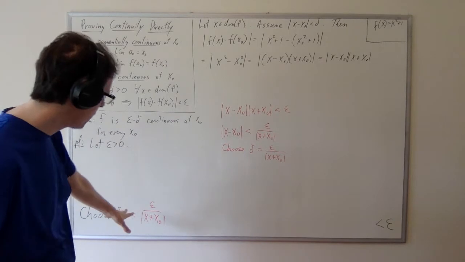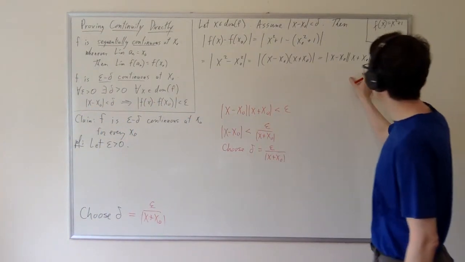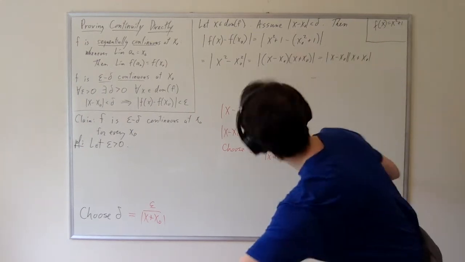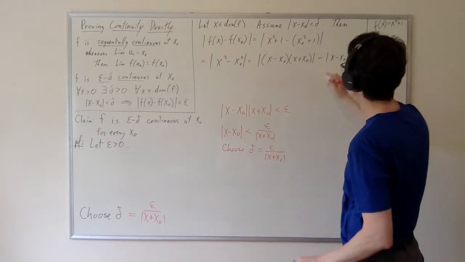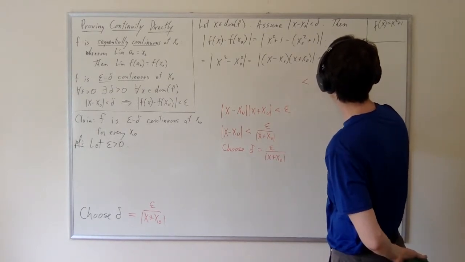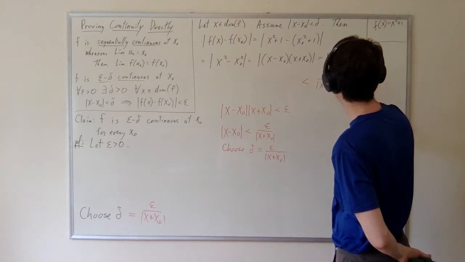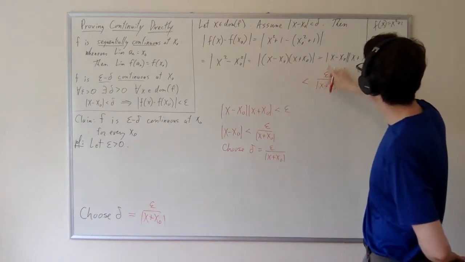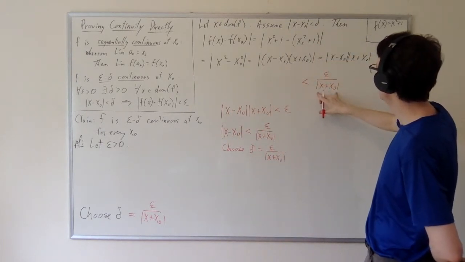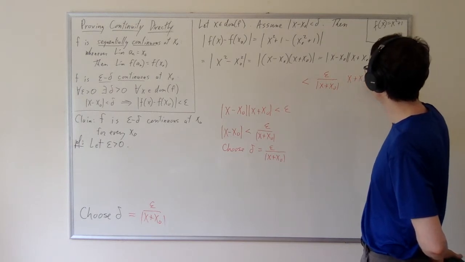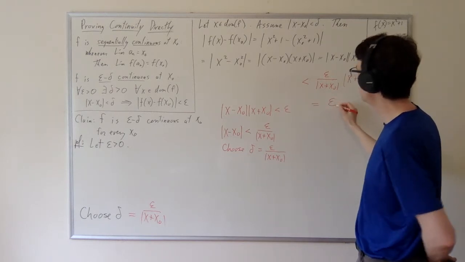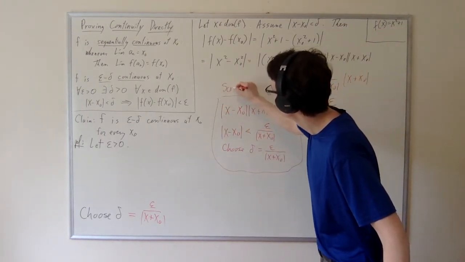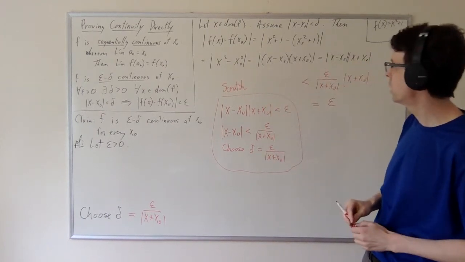Now if that is done, then we can continue this work here. This is now going to be less than, so I'm just going to sub in delta for this. This is going to be less than epsilon over x plus x naught, right? That this thing is less than delta, and delta is equal to that quantity. So when I plug in that quantity, I get that less than inequality, and then I get x plus x naught, and then I get equals epsilon. So that's our scratch work here. But it worked, or at least it looks like it did.